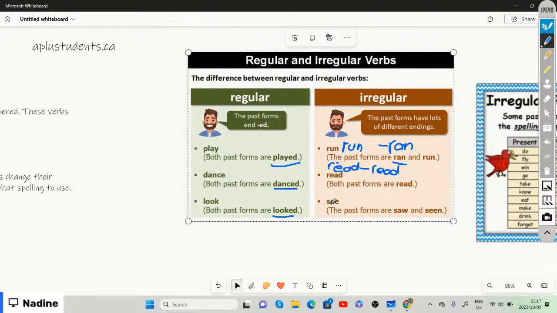So see is our present tense. And in the past, right, we can say saw, or we can say seen. And as you can see, the spelling of that word changed from S-E-E to saw, S-A-W.